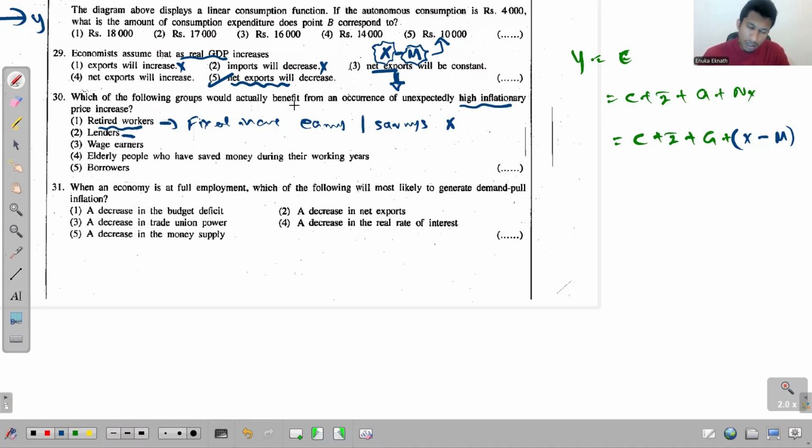Lenders. Now, what does the note actually say? Money flows from lenders to borrowers. So lenders will be the affected party, but on the other side, borrowers will be the party who get the benefit. I see that here. So this will be the answer for this question 30. But we'll look at the other options as well.